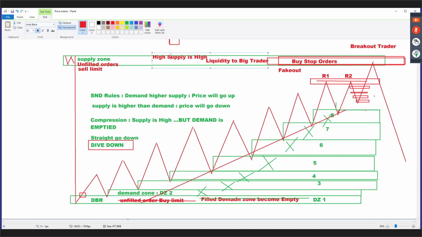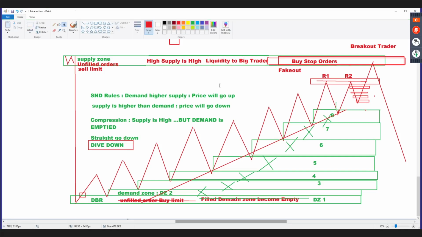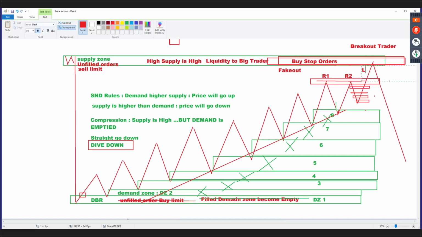Understand or not? The supply is high. So this is where you should enter. The price goes up and then goes down. It doesn't go up straight, but it goes up first, then shoots up, and then goes down. So this shoot up is called LQ, liquidity, looking for liquidity.